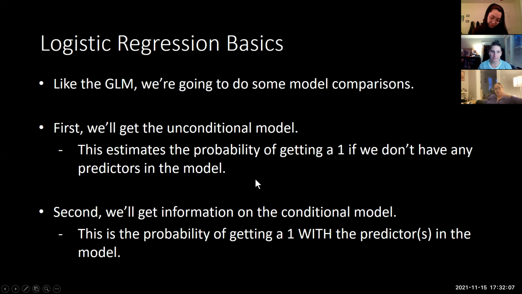Like the GLM, logistic regression works based on model comparisons. Remember, all of this is about reducing error in our model. So the first thing that we're going to do with a logistic regression is we're going to get an unconditional model. So that unconditional model will estimate the probability of an event happening, or probability of getting a 1, if we've got no predictors in the model.